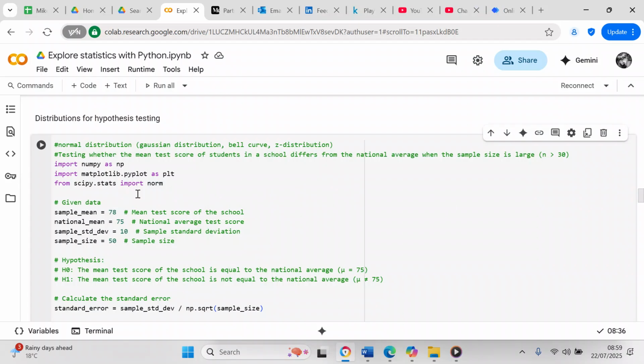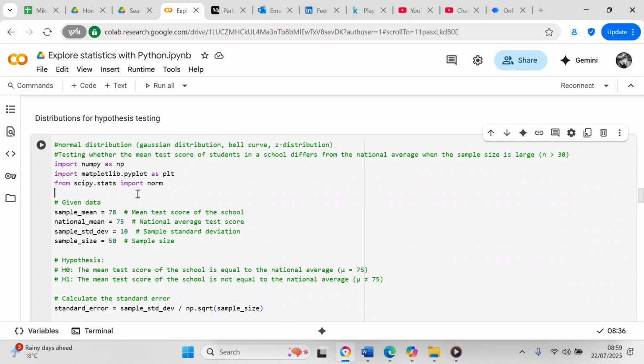We're going to import NumPy as np, which is a numeric library, and import matplotlib.pyplot as plt, which is a visualization library, and from scipy.stats import norm, which is the normal distribution. Stats is the statistical module of the SciPy library, and SciPy is a scientific library.